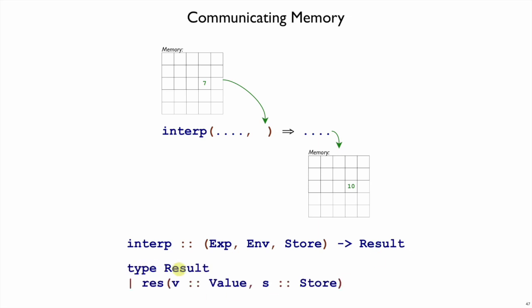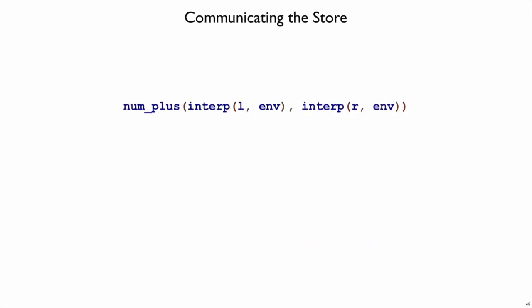That is, we'll introduce the type result, which has one variant res. Res's only job is to combine a value along with a store so that we can return those two things as one result. Let's see how this change to interp will affect the way we use it. So we used to have num plus with two calls to interp. This worked because num plus wanted two values, which it would check whether they were numbers, and each call to interp returns a value. But our calls to interp work differently now.